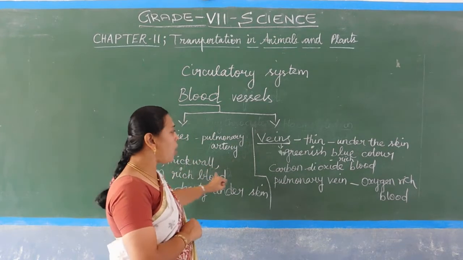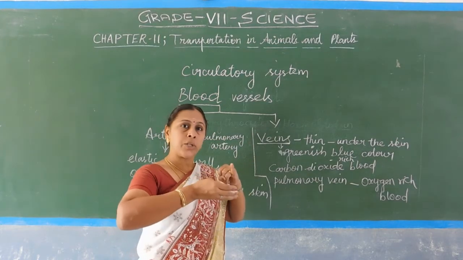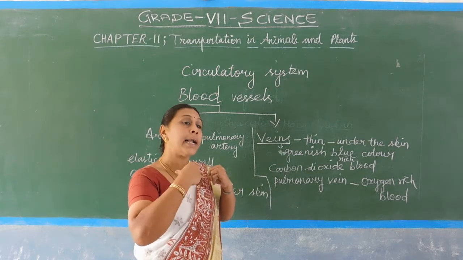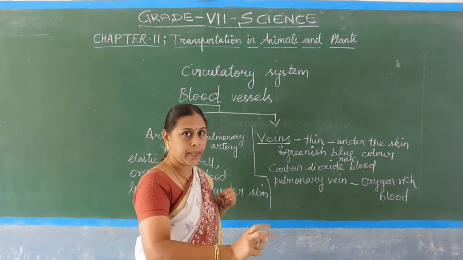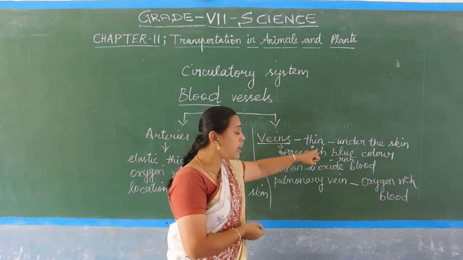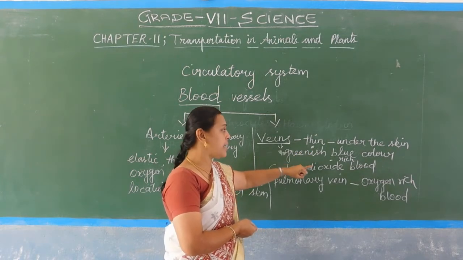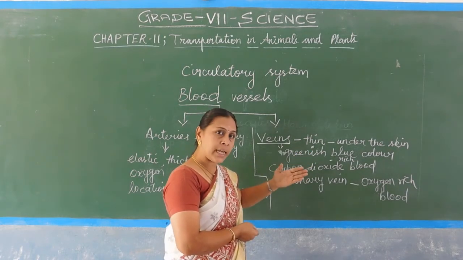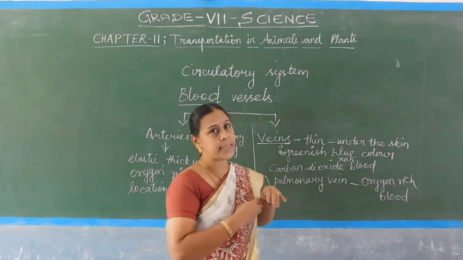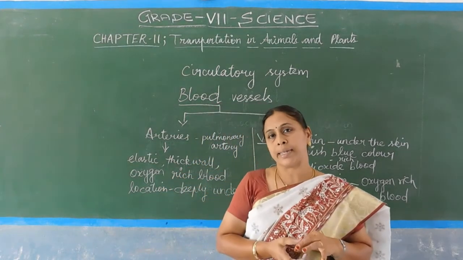Arteries are thick-walled because the oxygen-rich blood flows under pressure rapidly. But veins are thin blood vessels which carry the carbon dioxide-rich blood, and they are located under the skin, near the surface of the skin itself.